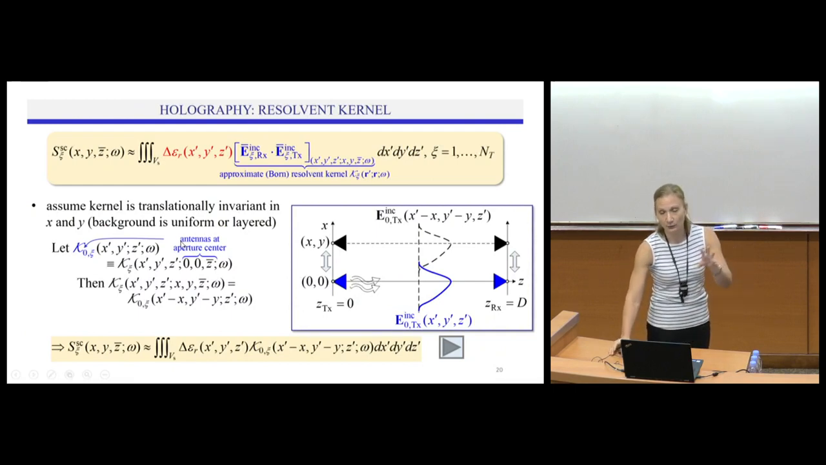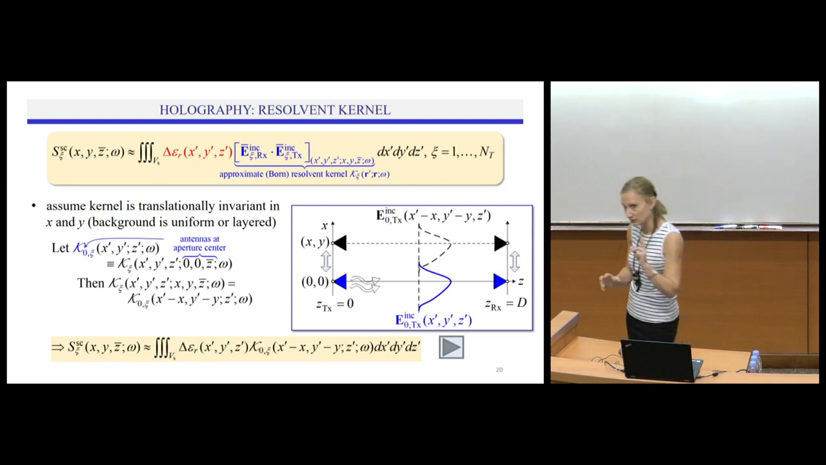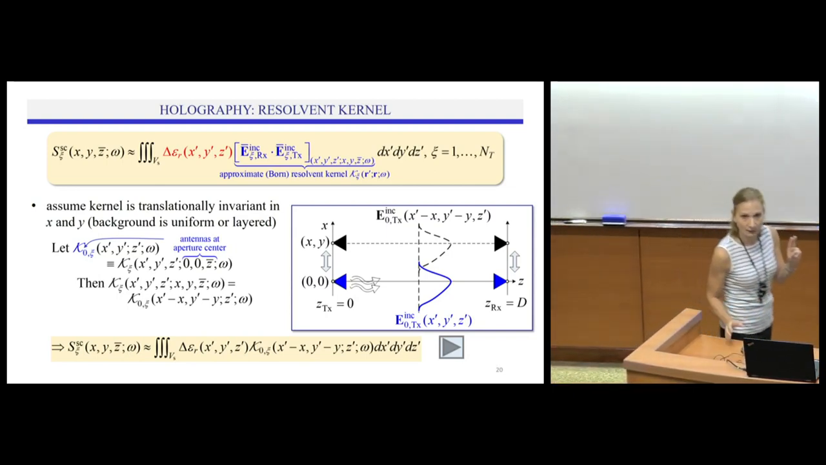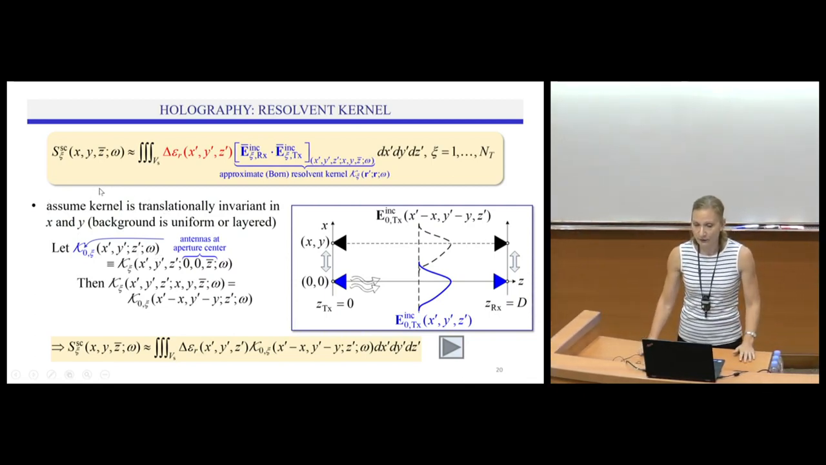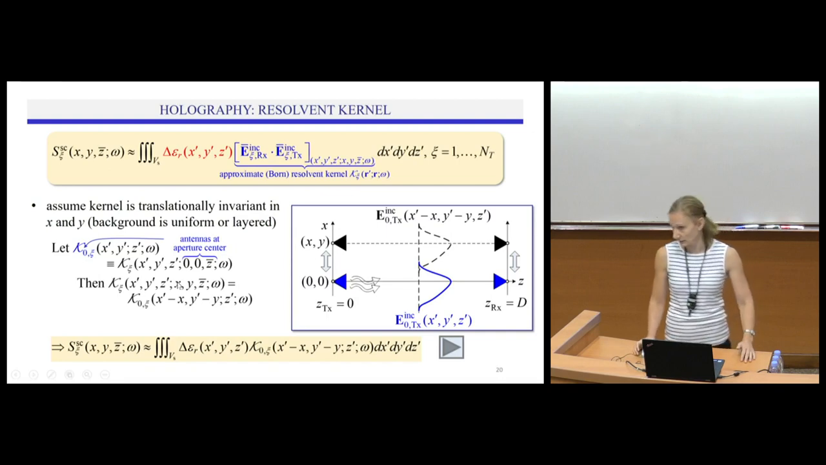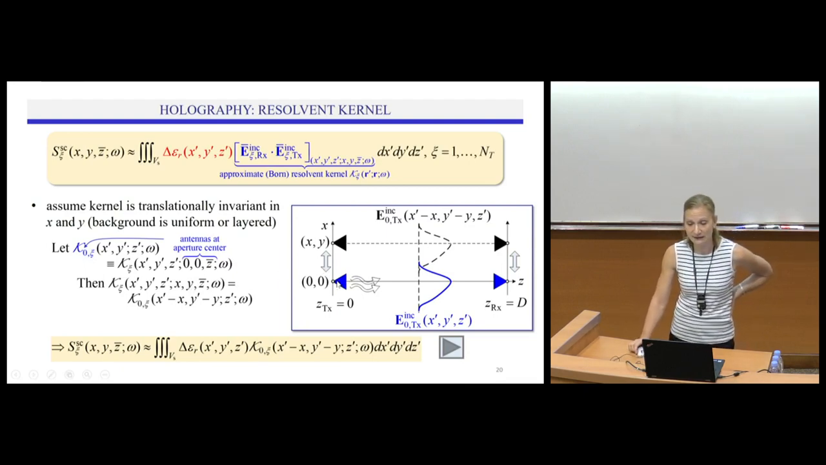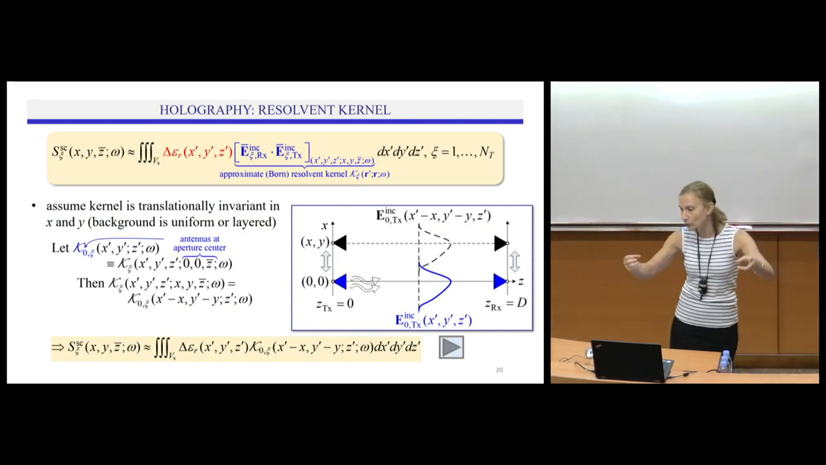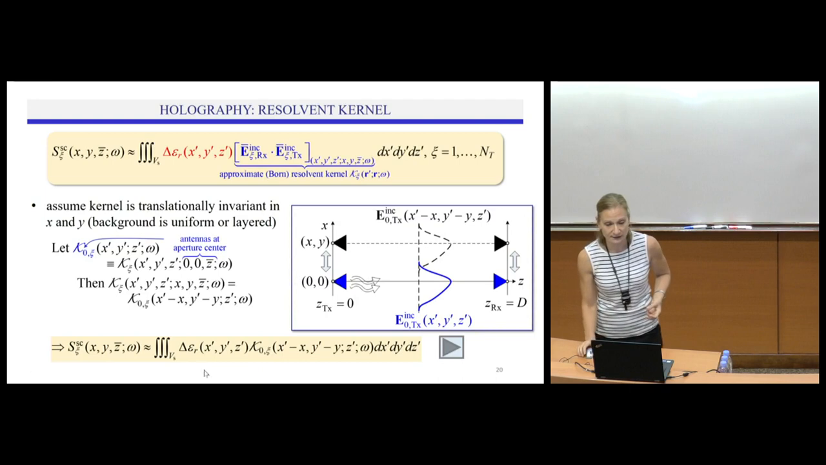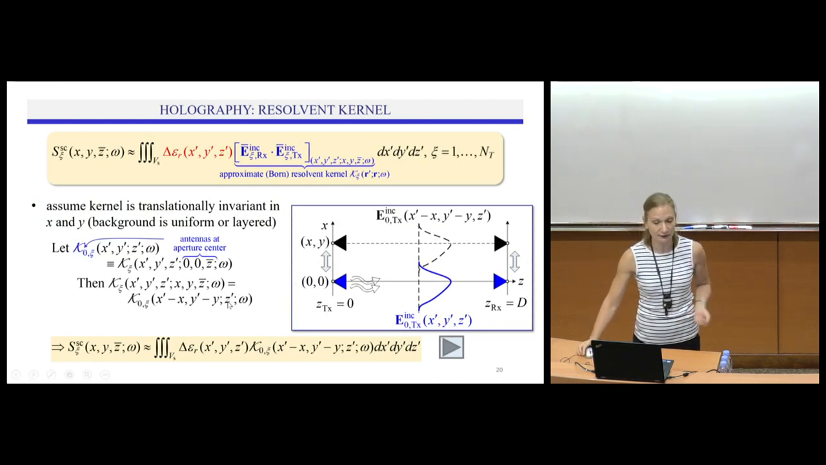So here, let us look at how holography resolves a problem where you have hundreds of thousands of voxels within 2 to 3 seconds. So the first thing that we have to observe is that holography makes an assumption that the background medium is either uniform or layered in planar scanning, which is done anyway in most imaging methods. If that is the case, then your kernel is translationally invariant in the lateral directions X and Y, which are also the directions of scanning, as is illustrated here. What does this mean? This means that if you know the kernel of your equation for antennas positioned at the center of the acquisition surface, you know this kernel for any other position of your antennas. Simply by doing a coordinate shift, you can obtain that kernel.